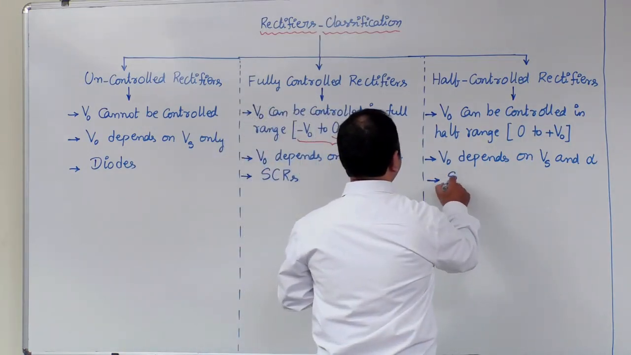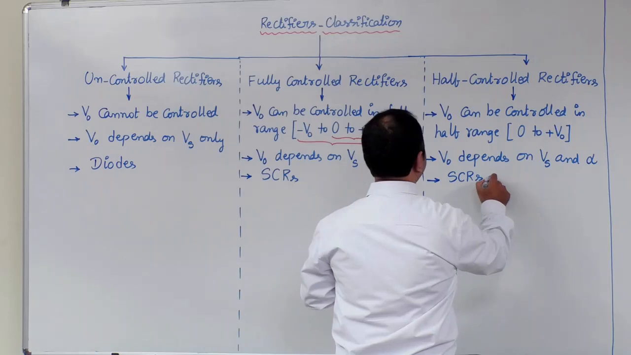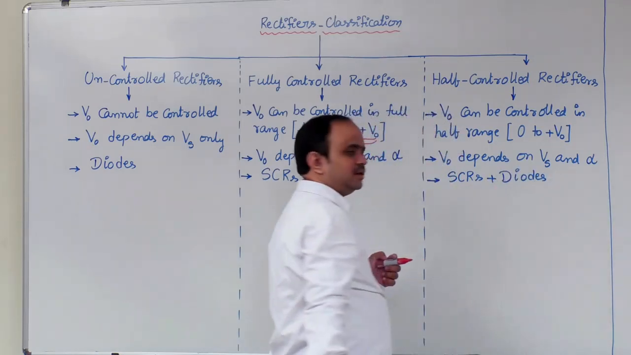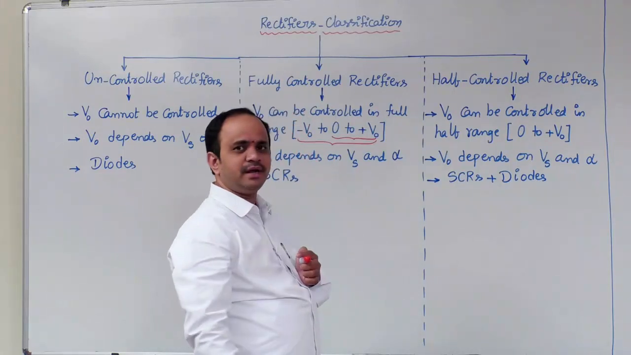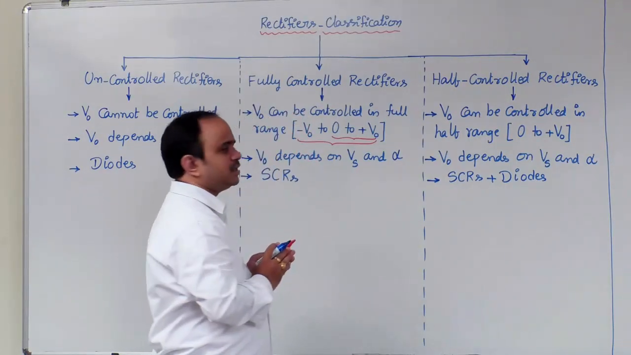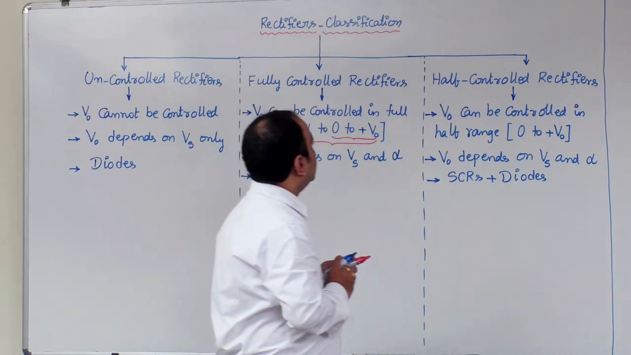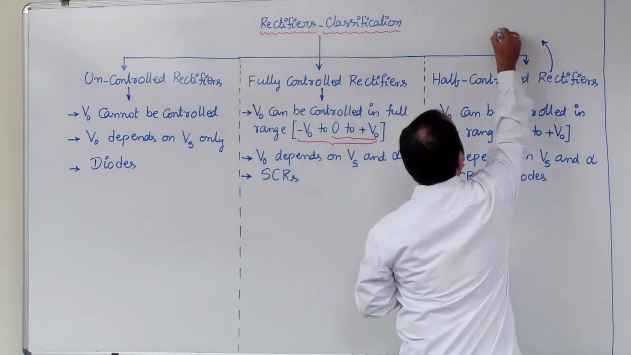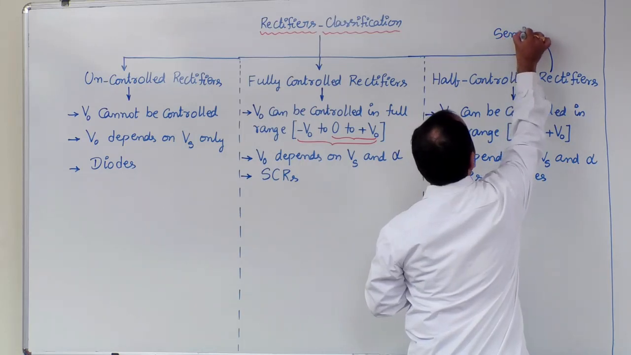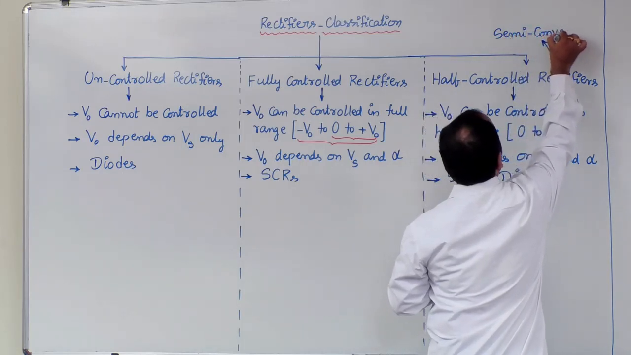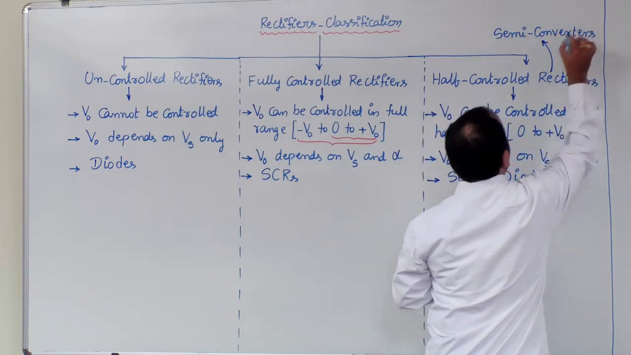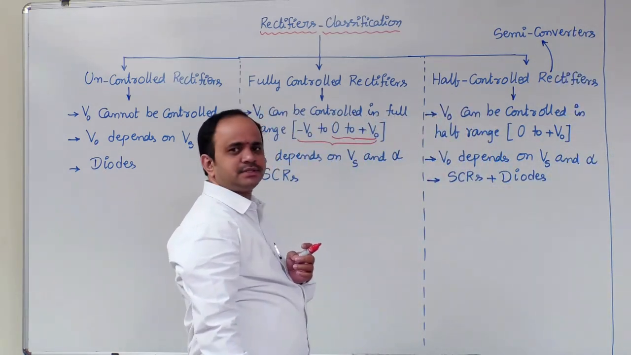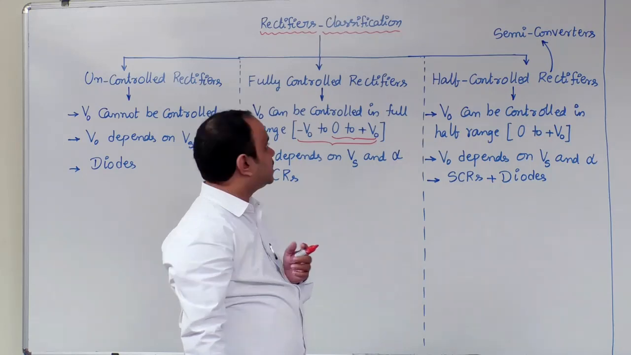Next, these circuits are designed with SCRs and diodes. This is what the basic definitions are. Now, these half controlled rectifiers, also known as semi-converter circuits. Another terminology is that half controlled converters are also known as semi-converter circuits.